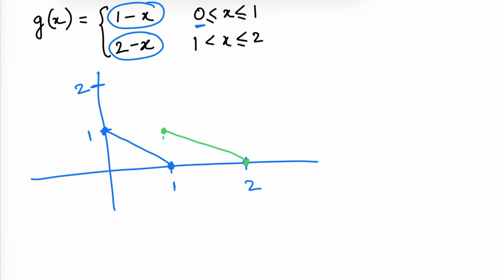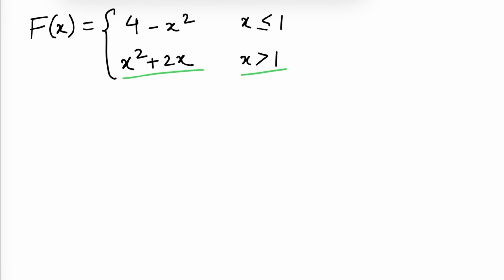So we have this coordinate not included, but this coordinate is included. So just remember this: at the points of discontinuity where the function definition changes, we just need to remember which point is included and which is not.